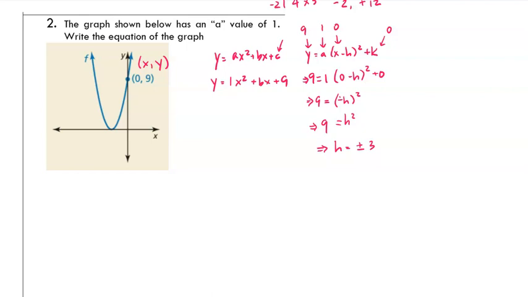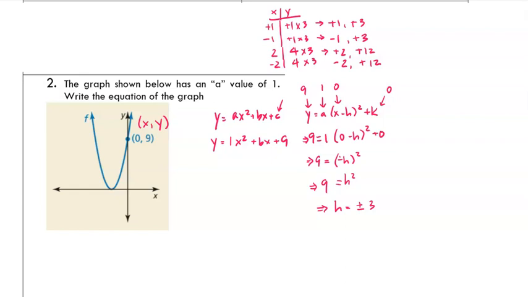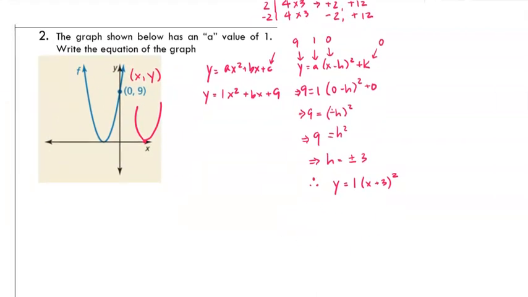Right? Okay. Now it gives you 2 options. If it moved right 3, then it would be here. But it's not. It moved left 3. So, therefore, my equation is y equals 1 times x plus 3 squared, because it moved left 3. So that's my answer. Good job, Lacia. Next.